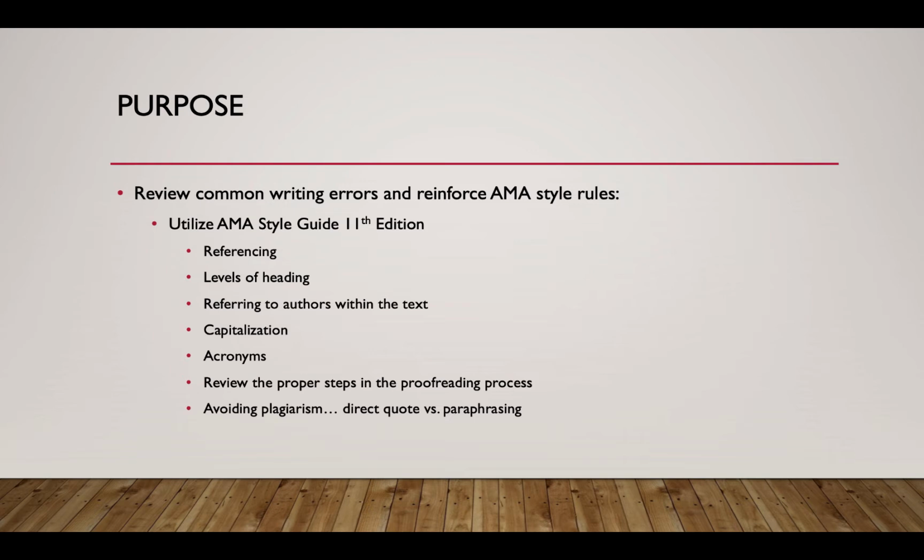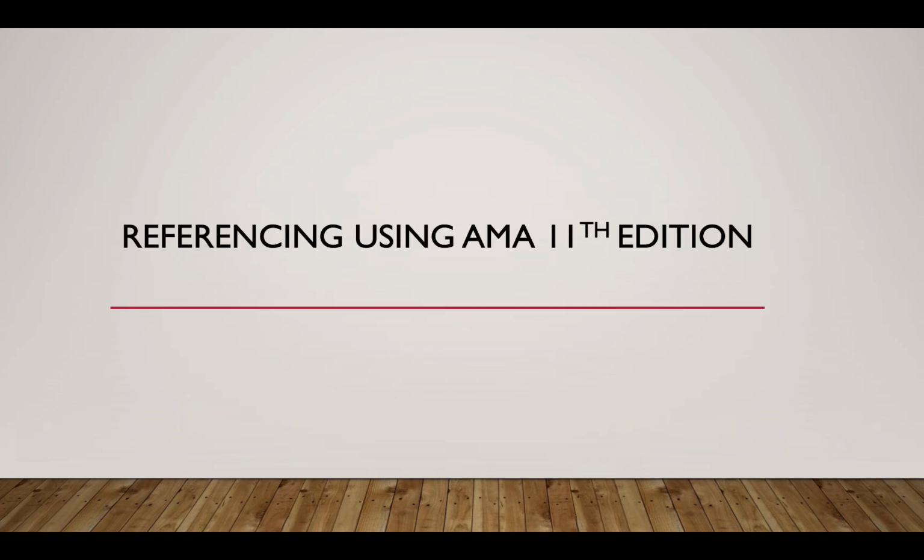We do utilize the AMA Style Guide 11th edition for this program, and we're going to talk about referencing, levels of heading, referring to authors within the text. We're going to go over capitalization and acronyms. We're going to review the proper steps in proofreading, and we're going to talk just a little bit about plagiarism, direct quote versus paraphrasing. You will get more on plagiarism in other parts of this course.